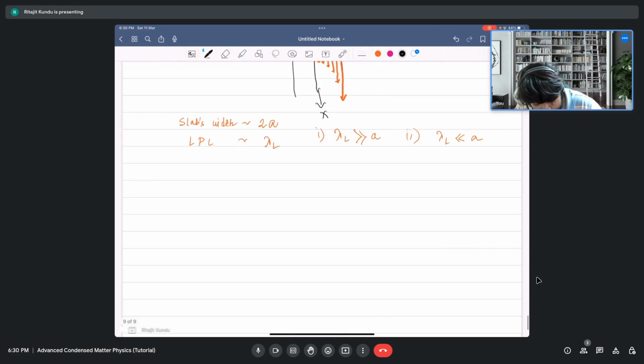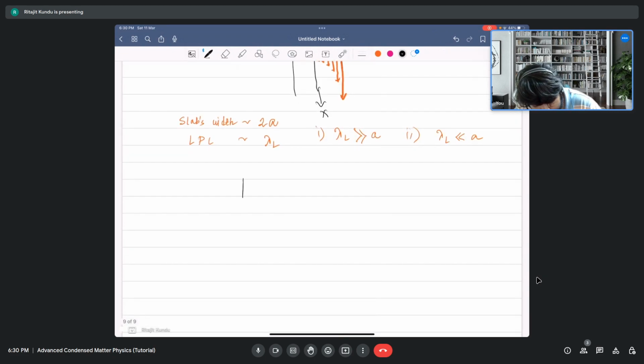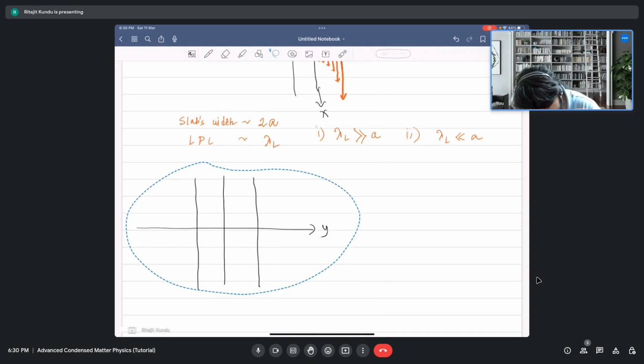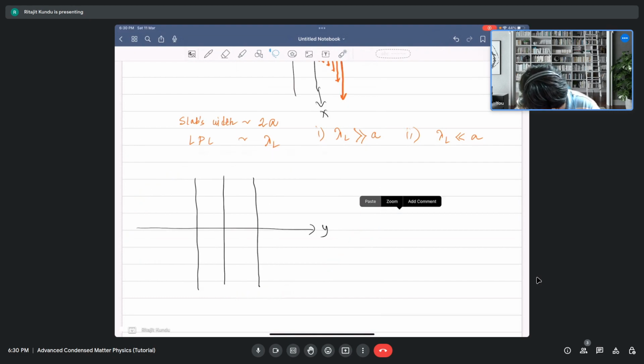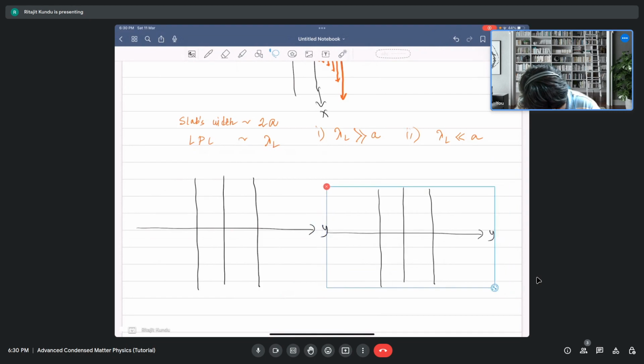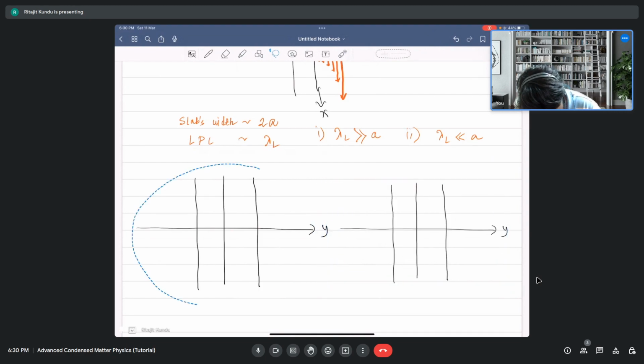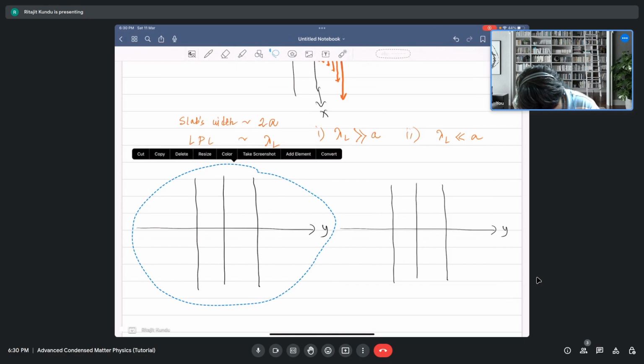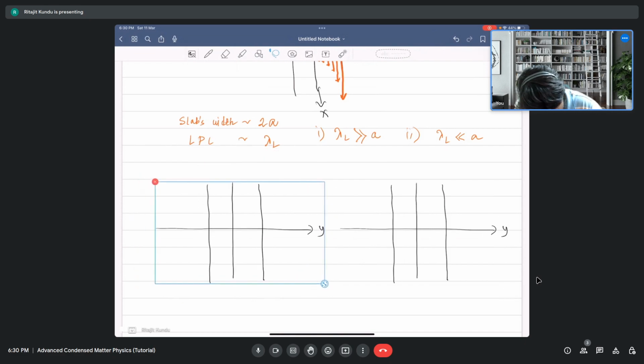Okay, so I'll again draw something like this. This is the y direction, and I'll be plotting the magnetic field and also the magnitude of the current. Let's say this is my magnetic field and this is the magnitude of the current.